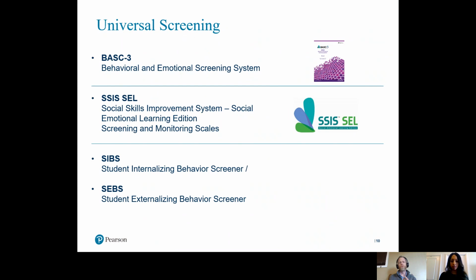As a reminder, the universal screeners that are part of Review 360 are the BESS, which is the BASC-3 Behavioral and Emotional Screening System; the SSIS, the Social Skills Improvement System, Social Emotional Learning, which has screening scales; and then the SIBS and the SEBS, the internalizing and externalizing behavior screeners.